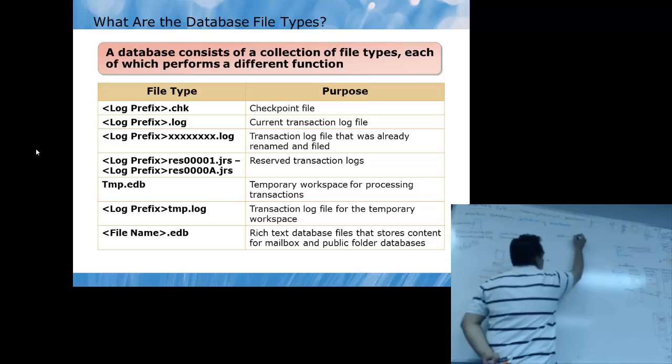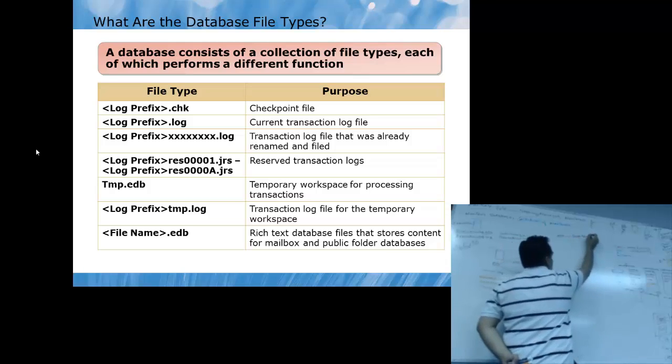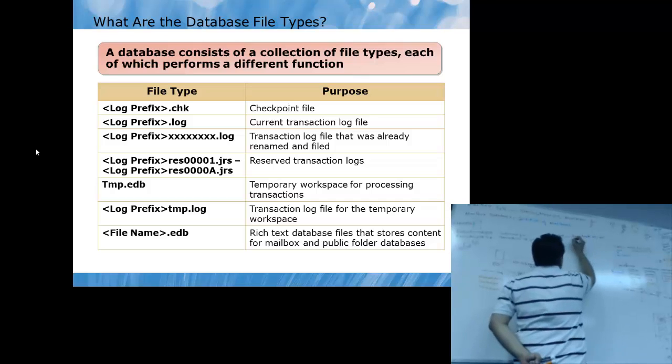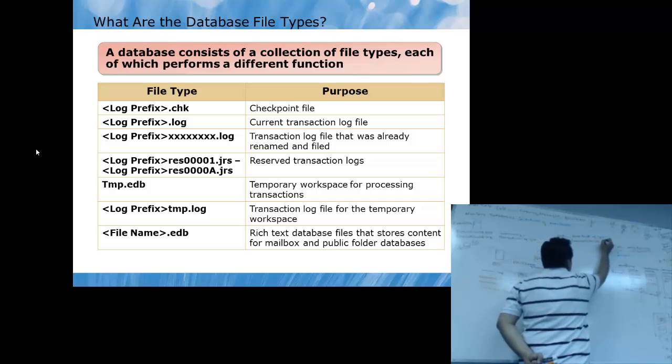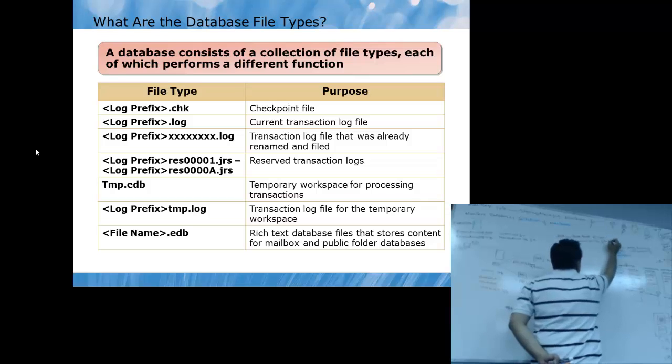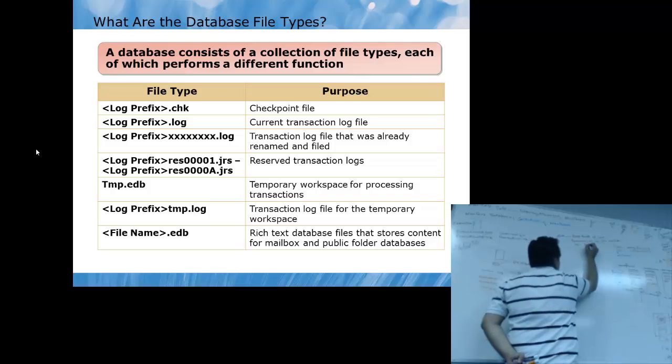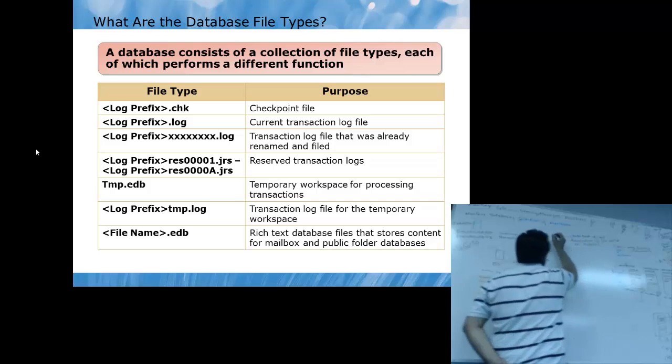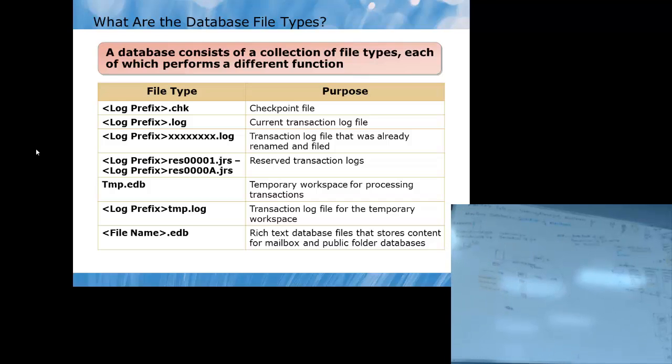CHK file keeps track of the last transaction log file written to database. So basically, in this checkpoint file, it has the number of the last written file. Checkpoint file will be something like this. Let's say the last file that was written was 10002.log file. So it has a number of which file was written.